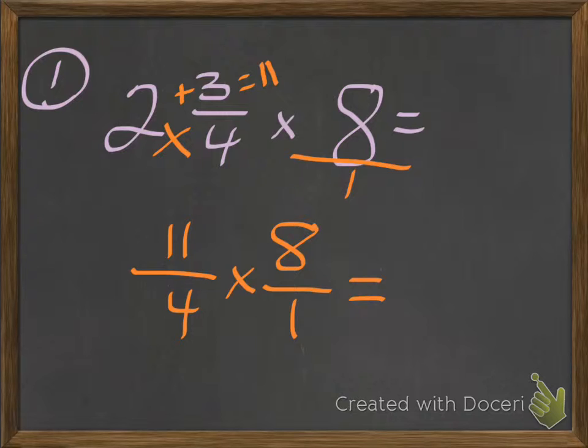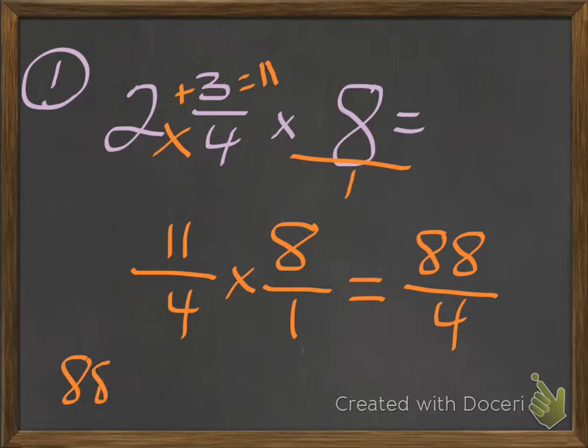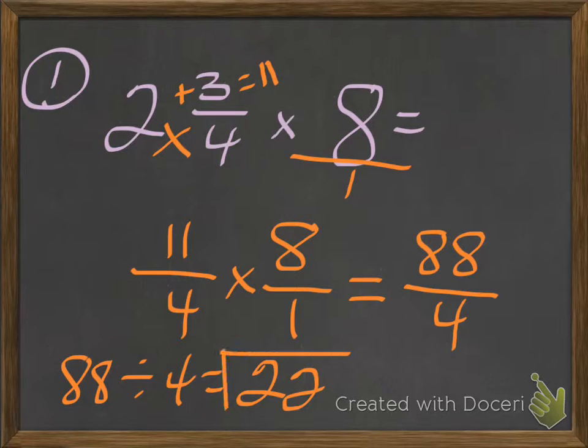So I can multiply 11 times 8 is 88 over 4. Then I can divide 88 divided by 4. I know 4 goes into 8 2 times, so it's going to be 22. So my final answer is 22. My estimated answer was 24, so I'm pretty close.